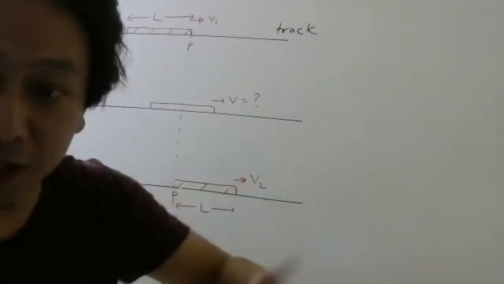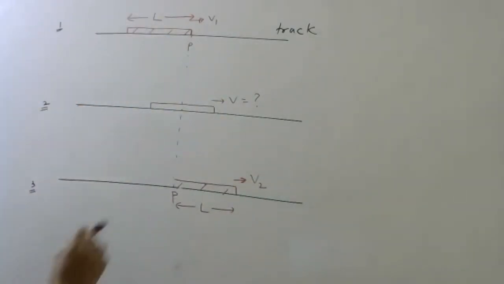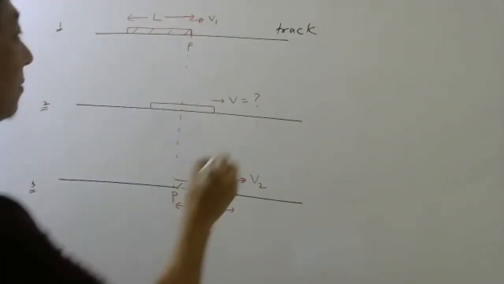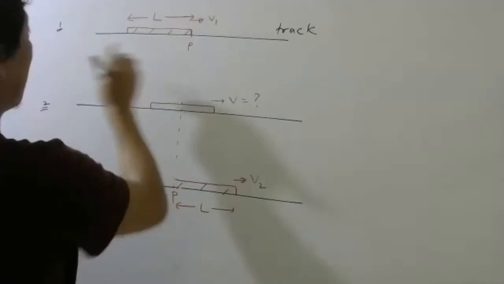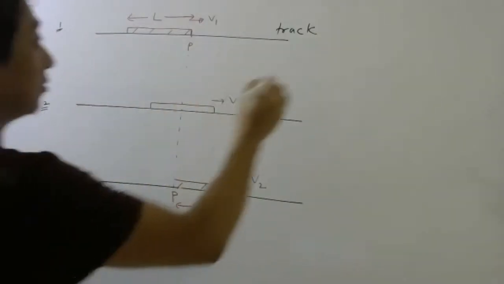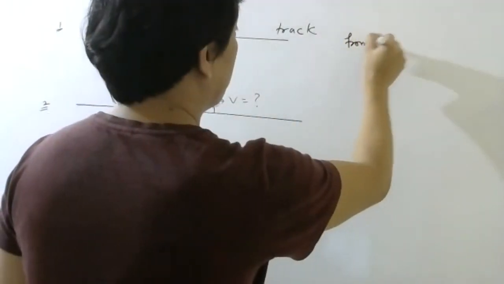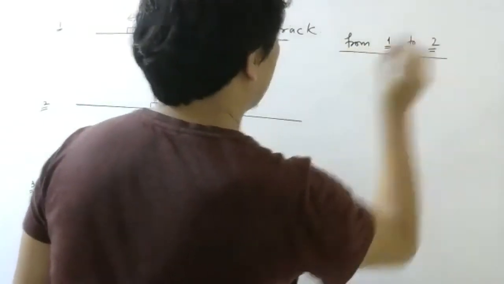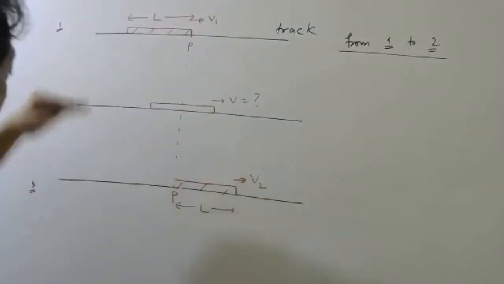V2 will be more because it is accelerating. So V will be more than V1. So what do I have to do? Simple, no problem. Let us call this 1, 2, 3. Okay, so from the first stage to the second stage, let us call this stage 1, stage 2, stage 3.